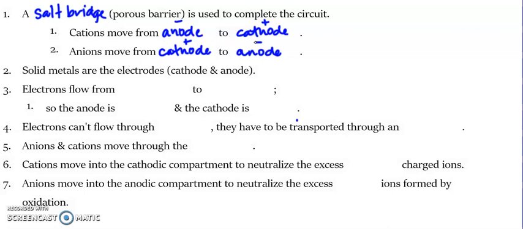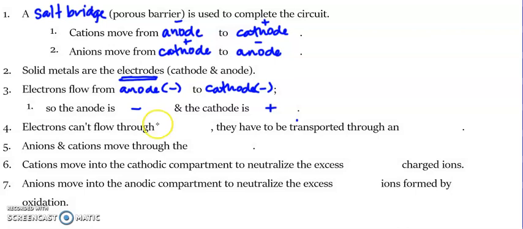Solid metals are the electrodes, so we call those the solid zinc and copper in this case. We call them electrodes. Cathode and anode are your electrodes. Electrons flow from anode to cathode. Right, your negative to cathode. So the anode is always negative then, and your cathode is always positive in a voltaic cell.